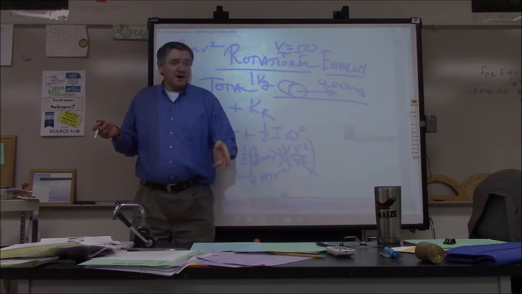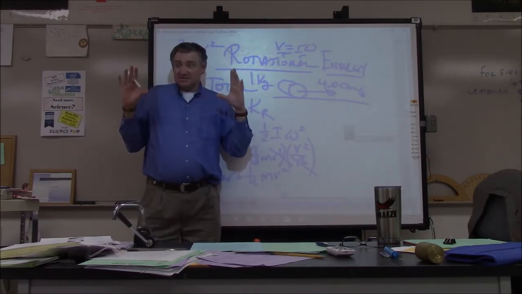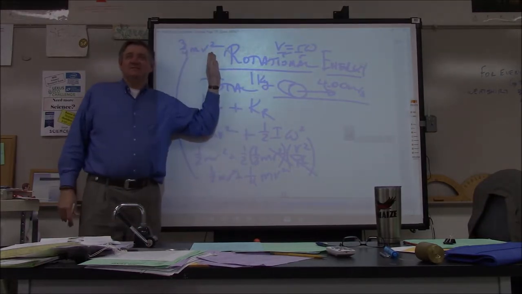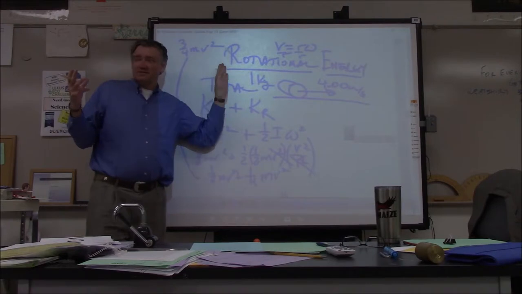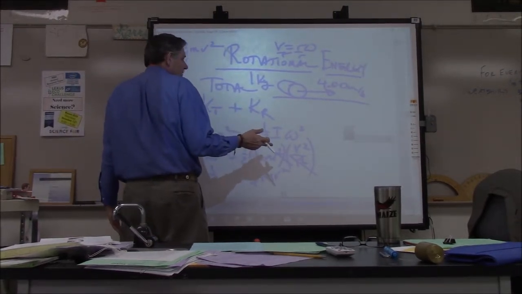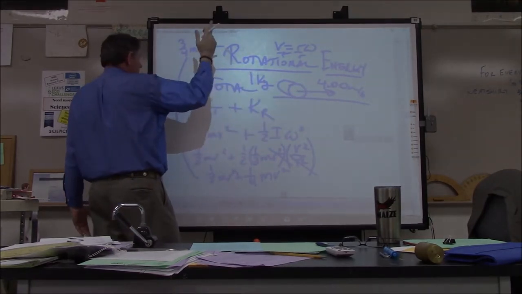The cool thing about that is that if you have a 1 kilogram mass, as long as it's a solid cylinder, no matter how big it is, you're still going to get the same answer, as long as the mass stays the same. So in this situation, somebody take 4 squared and multiply that by 3/4.